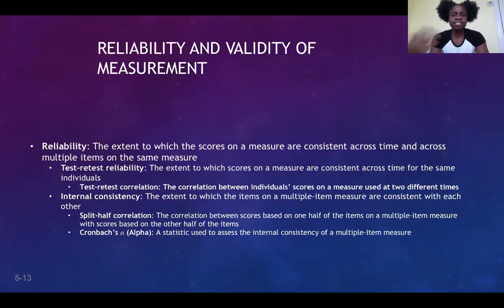So just some quick takeaway points from the first section of chapter 5, psychological measurement. Measurement is the assignment of scores to individuals so that the scores represent some characteristic of the individuals. Psychological measurement can be achieved in a wide variety of ways, including self-report, behavioral, and physiological measures.